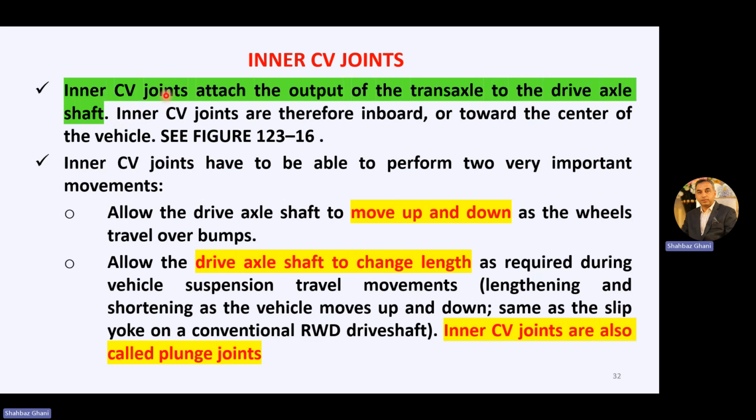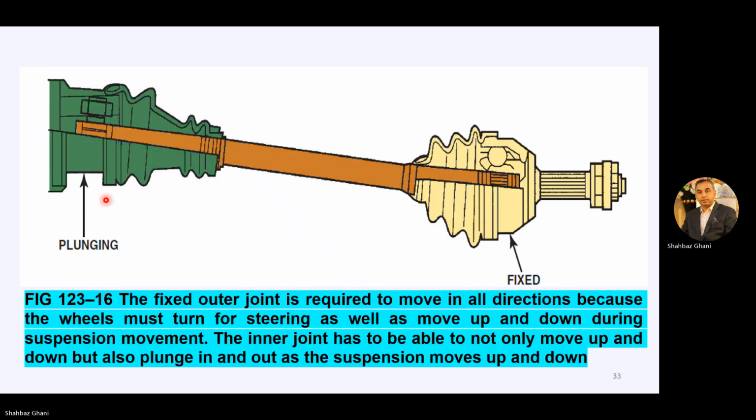So the inner CV joints attach the output of the transaxle to the drive axle shaft. Inner CV joints are therefore inboard, or towards the center of the vehicle. The fixed outer joint, this is the CV joint, is required to move in all directions because the wheel must turn for steering as well as move up and down during suspension movement.